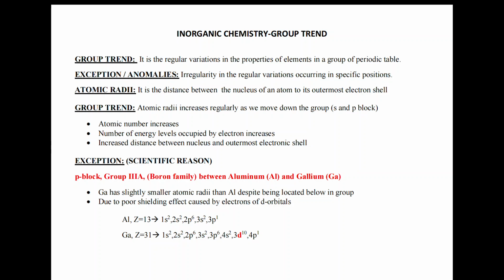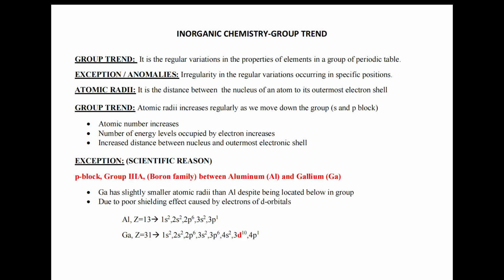Today's video is about inorganic chemistry and we are going to discuss the group trend today. First, I'd like to explain what a group trend is. It is the variation in the properties of the elements that are located in a group in the periodic table.